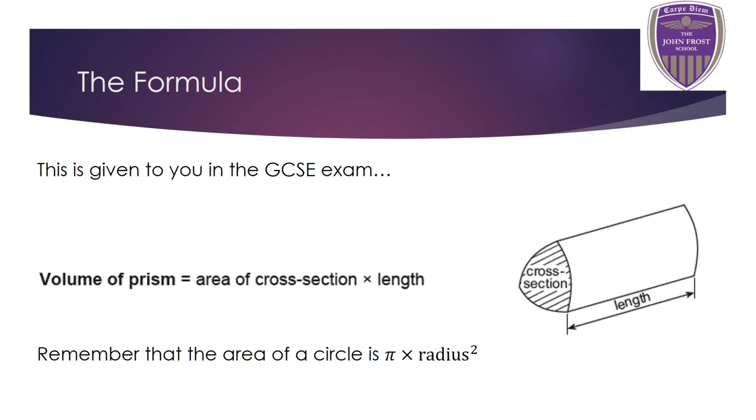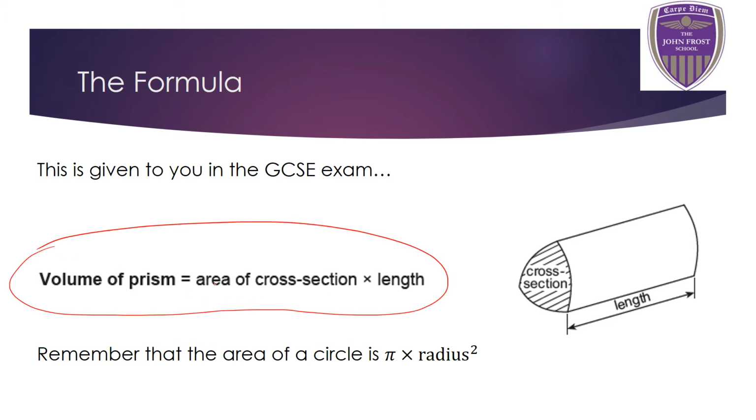Remember the formula for a prism? We did it last lesson. It's the area of the cross section times the length. And we should know from previous years, remember, to get a circle's area, we do pi times radius squared. That's all we need today to smash this work.